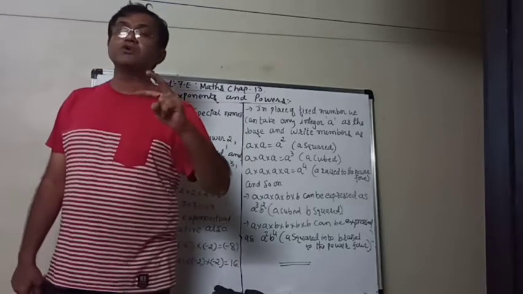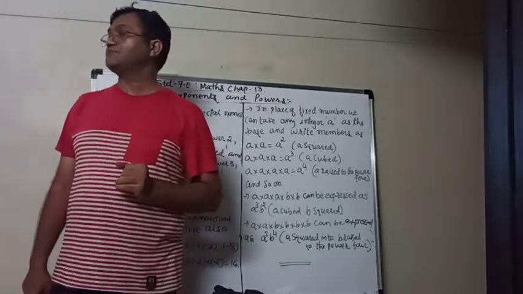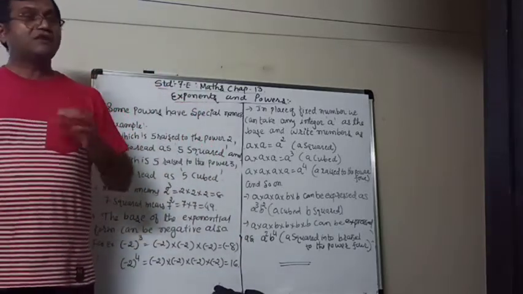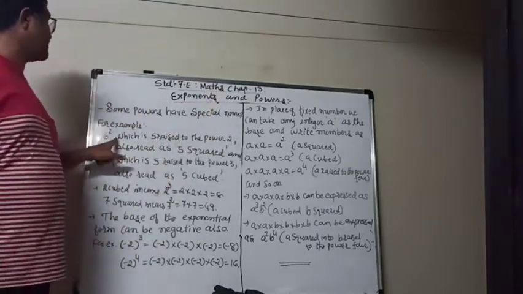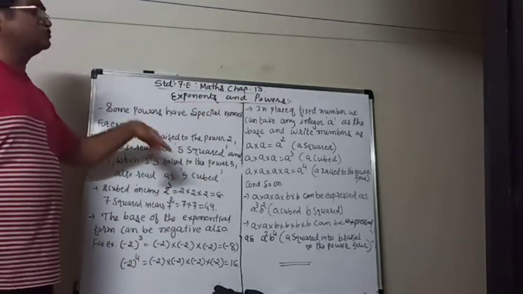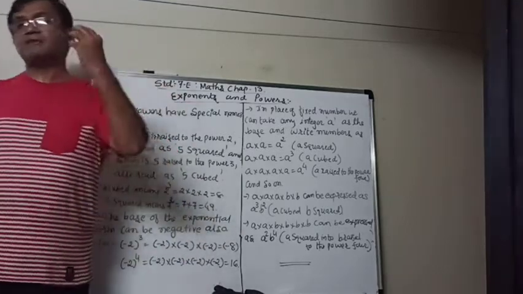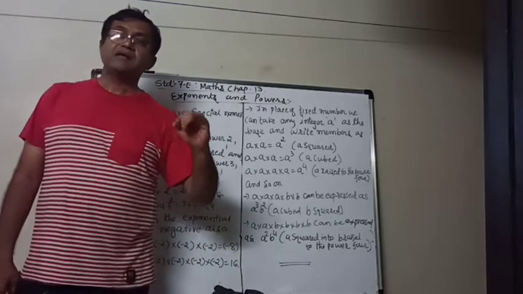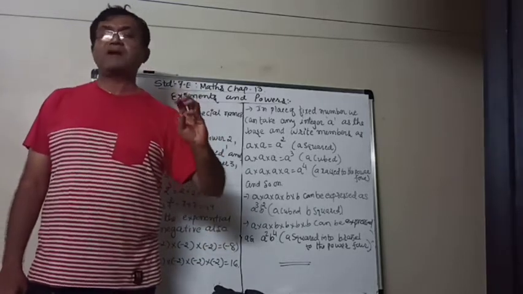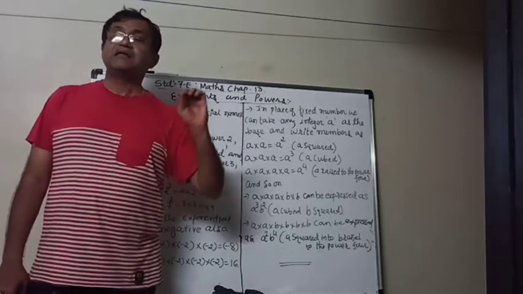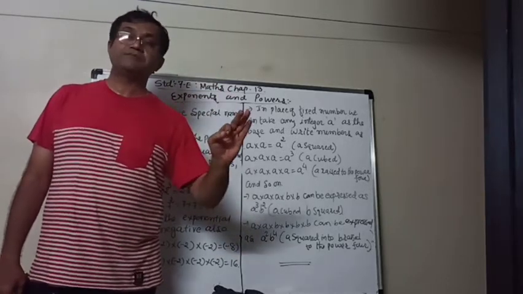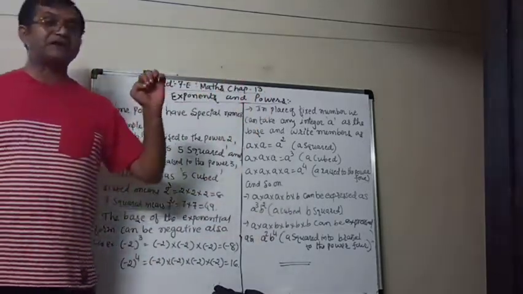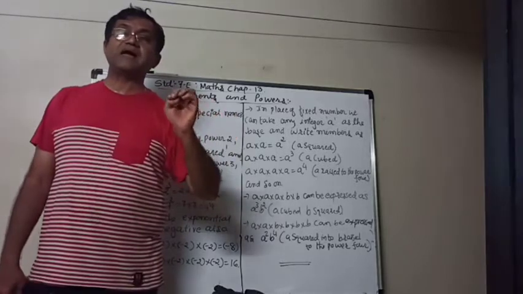Only these 2 powers have special names. Not any other power has a special name. Then we read in the normal way, like 5 raised to the power 7, 3 raised to the power 4, 9 raised to the power 6, etc. But only when the power is 2 or power is 3, then only they have the special name. Like power 2 is known as squared and power 3 is named as cubed.